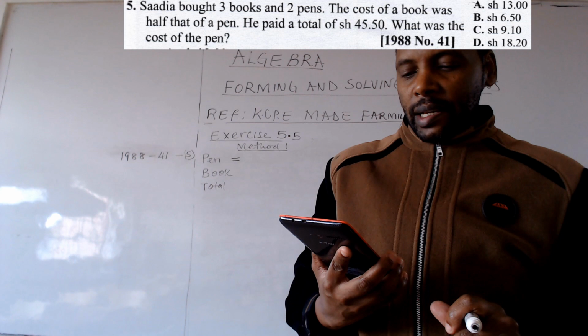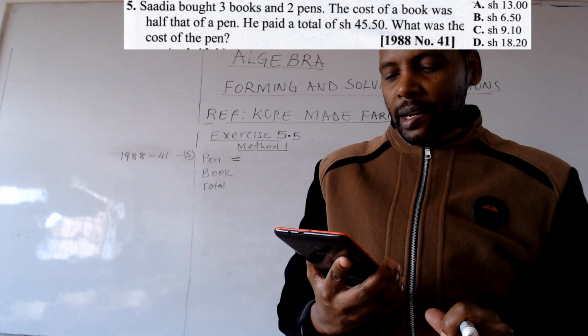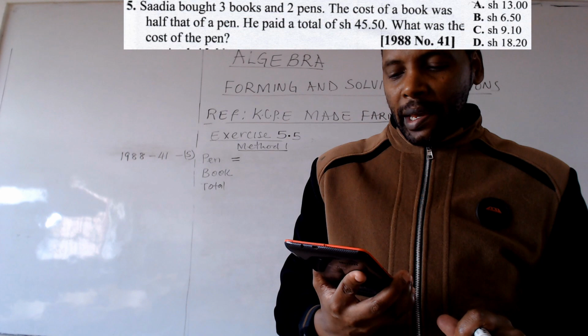Sadia bought 3 books and 2 pens. The cost of a book was half that of a pen. He paid a total of 45 shillings and 50 cents. What was the cost of the pen?